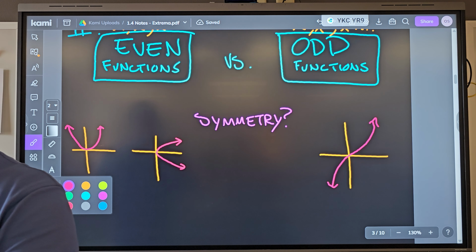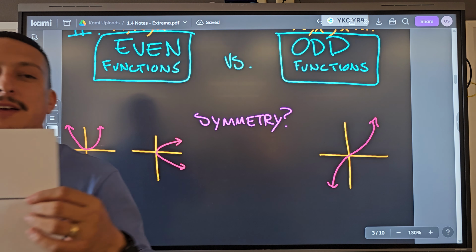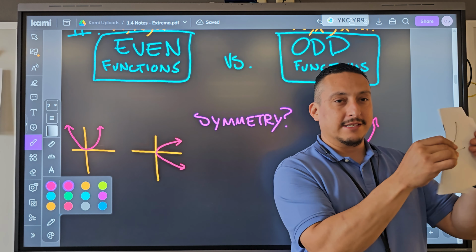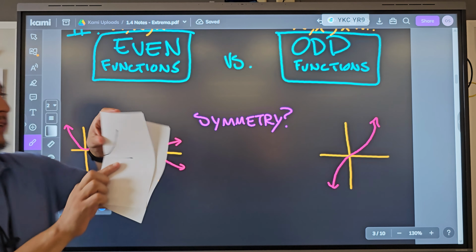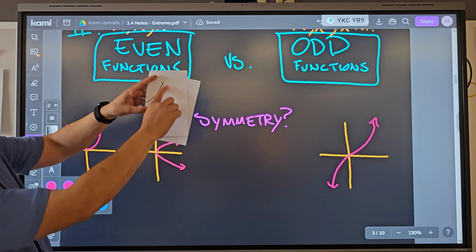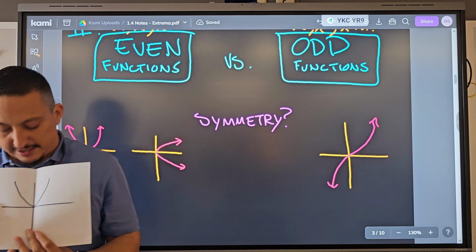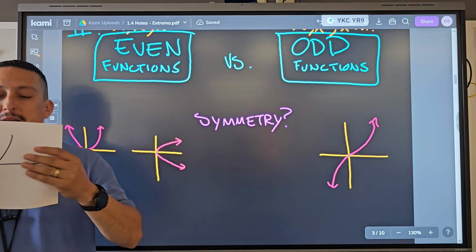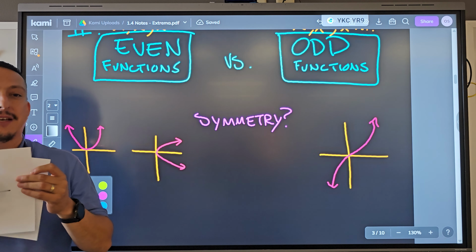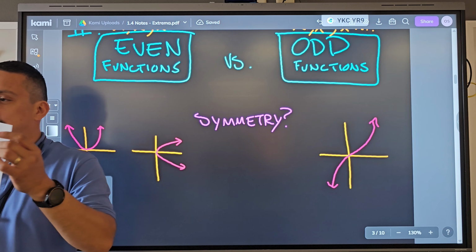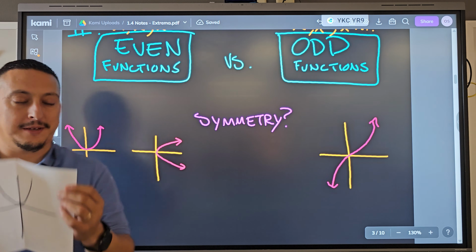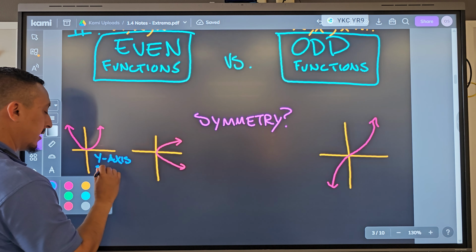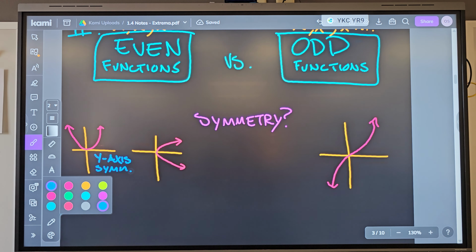Here's my parabola, right? It took a long time drawing it. What kind of symmetry does this have? If I fold it on the y-axis, is it the same? Is the imprint the same? Another way to think about it is if this side was wet paint and I were to fold it, does it imprint on the other side perfectly? Yeah. That's called y-axis symmetry because I'm folding it on the y. It's symmetric around the y-axis.